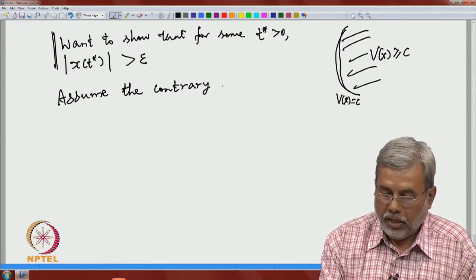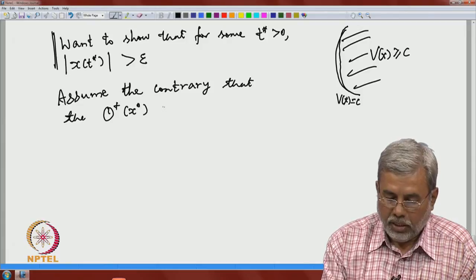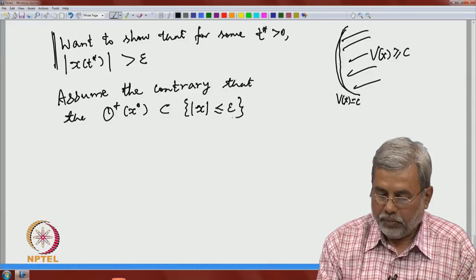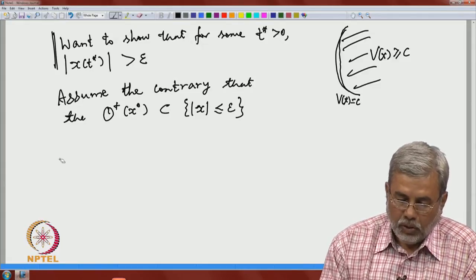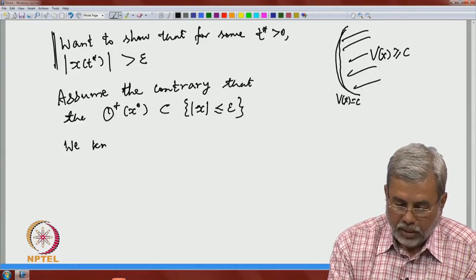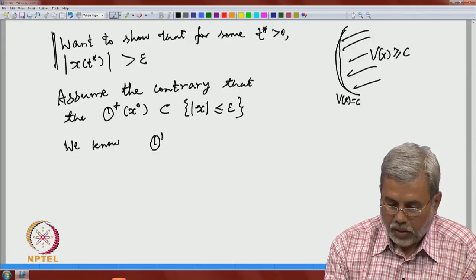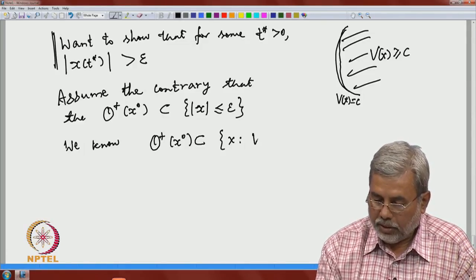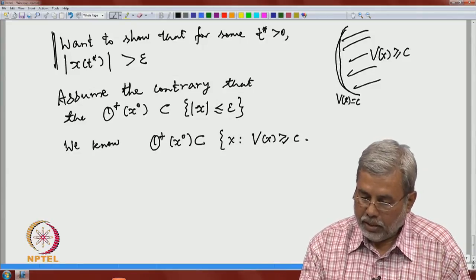Assume the contrary, that the orbit, the positive orbit starting at x 0, is contained in this ball, mod x less than or equal to epsilon. Assume that. I already know that this orbit from x 0 is already confined to this one, the set of all x such that V of x is bigger than c, and remember this is positive. Okay. So, in particular this is positive.